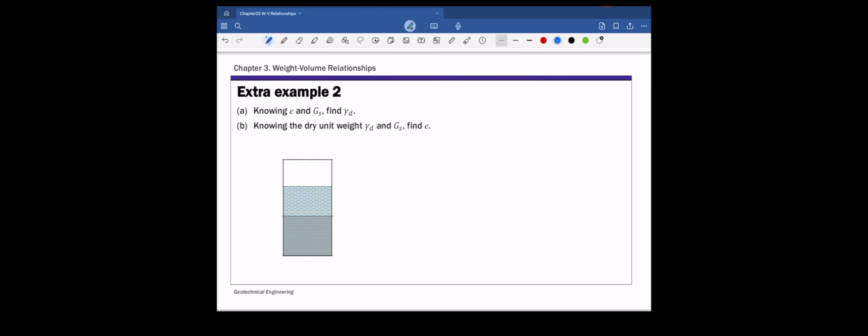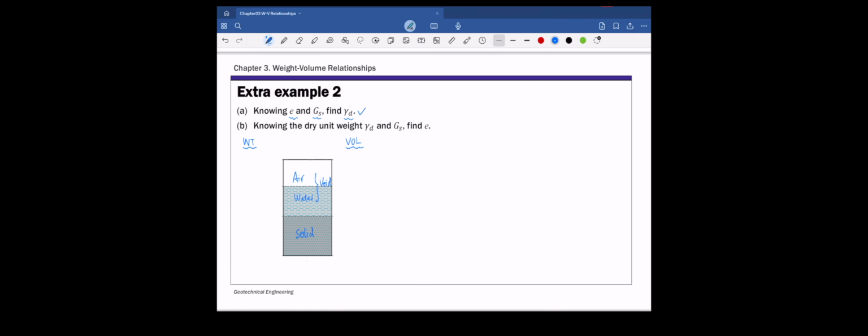And for part A, we're given the void ratio e and the specific gravity Gs. We're going to look for the dry unit weight gamma d. Since everything here is given in terms of ratios, we can safely assume either volume of solids or total volume being 1. And whenever you see void ratio is given, it is more convenient to assume Vs being 1.